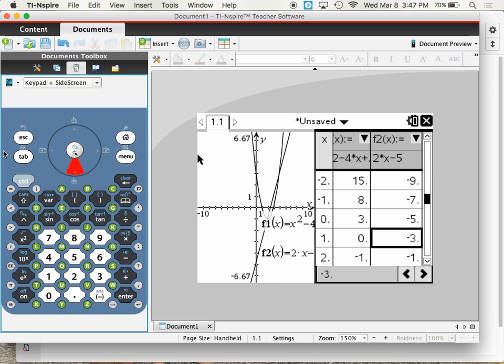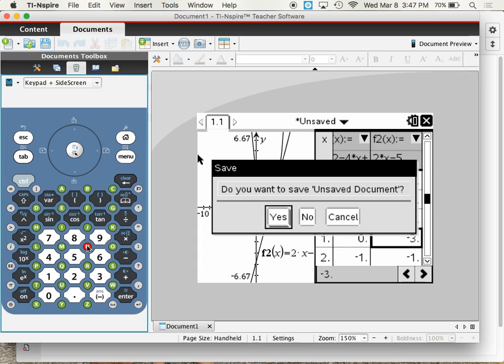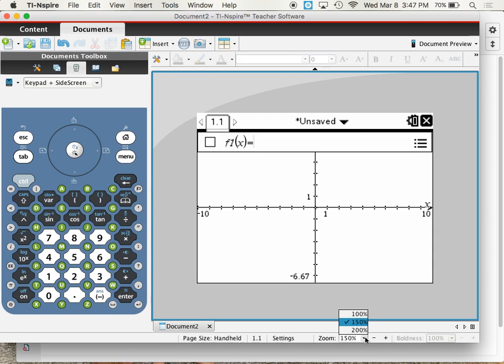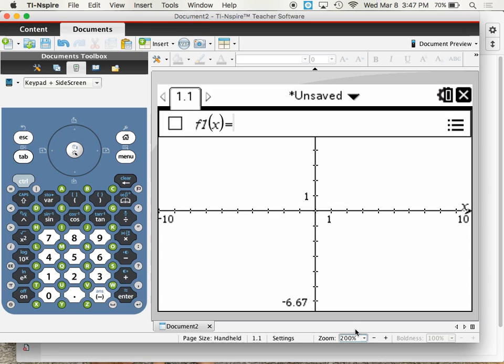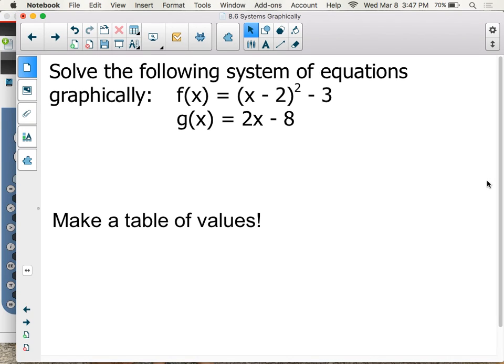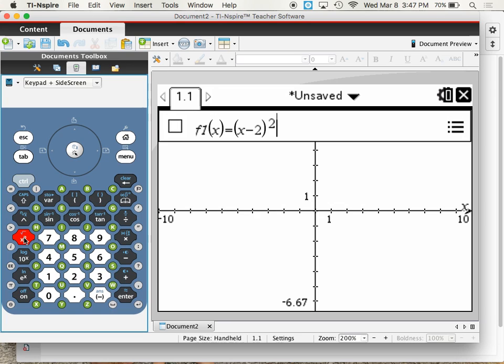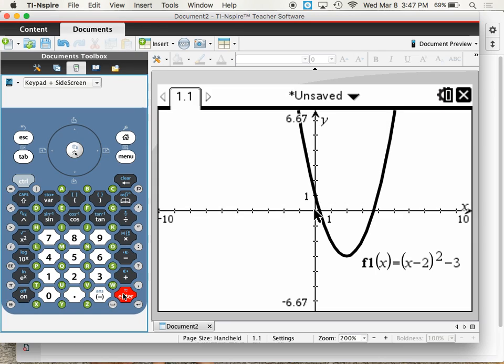All righty. So let's see. I'm going to go Control-N. I'm not going to save it. Give me a graph. Let's make this graph a little bit bigger. So now let's see. Our first equation was, let me go back real quick, the square of x minus 2, and then subtract 3. So I'm going to type it just as I see it. The square of x subtract 2. Subtract 3. There we go. There's my graph.